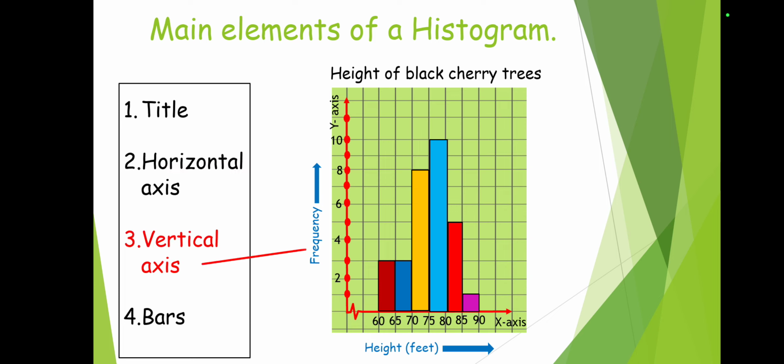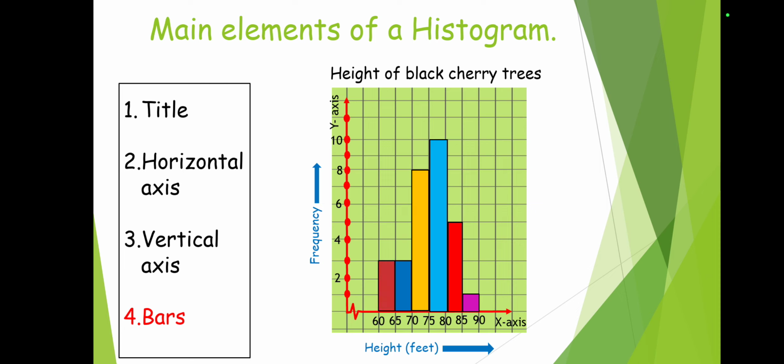Next is the vertical axis, or the y-axis, and it represents the frequency of the data plots, which is the number of times a value occurred in that interval. And lastly, coming to bars. The bars have variable height and width and are used to represent the data plots. The height corresponds to the frequency of a value, while the width represents the length of the interval.